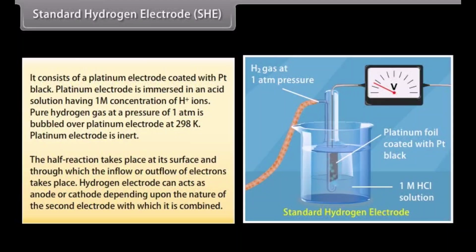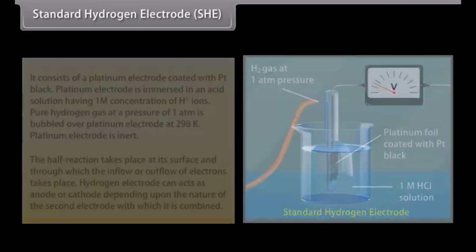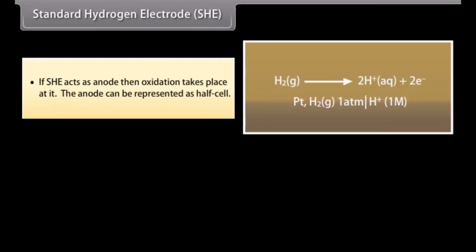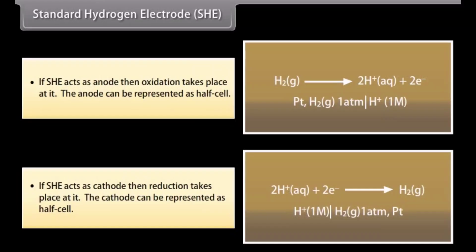Hydrogen electrode can act as anode or cathode depending upon the nature of the second electrode with which it is combined. If SHE acts as anode, then oxidation takes place at it. The anode can be represented as a half cell. If SHE acts as cathode, then reduction takes place at it. The cathode can be represented as a half cell. The electrode potential of the standard hydrogen electrode is taken as 0.